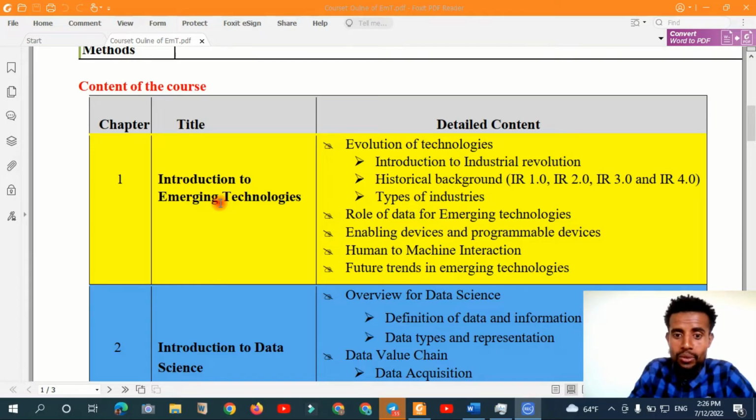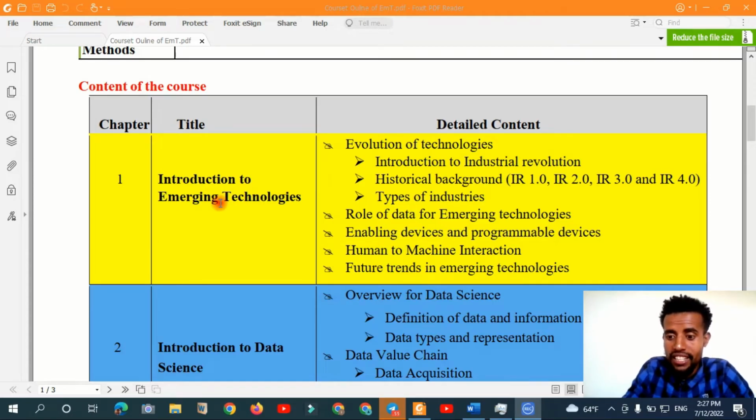And we'll also discuss the introduction to industrial revolutions. Under this, we'll see where and how the industrial revolution started, and we'll also see the different types of industrial revolution. We have 4 types: industrial revolution 1, industrial revolution 2, industrial revolution 3, and industrial revolution 4.